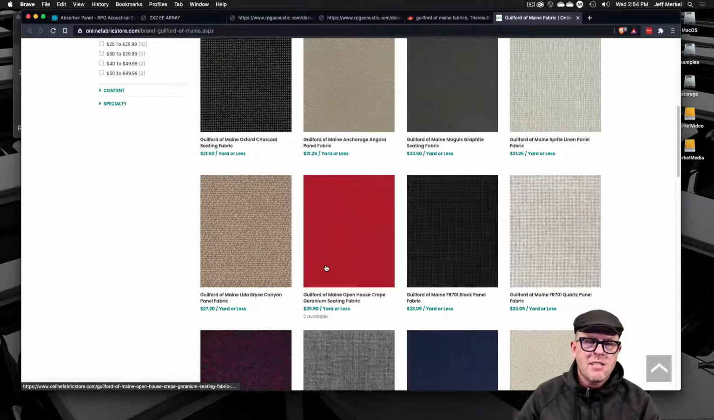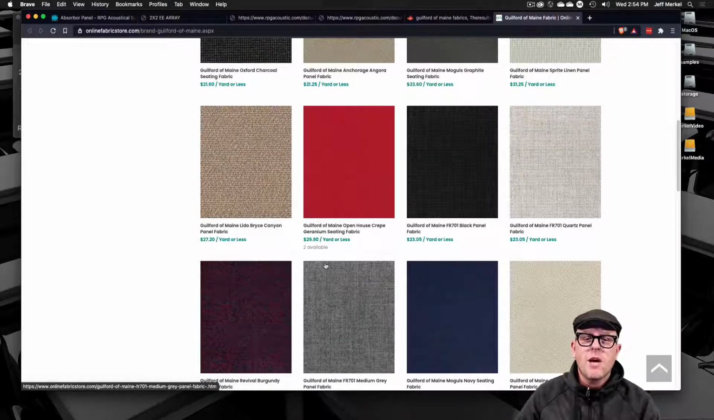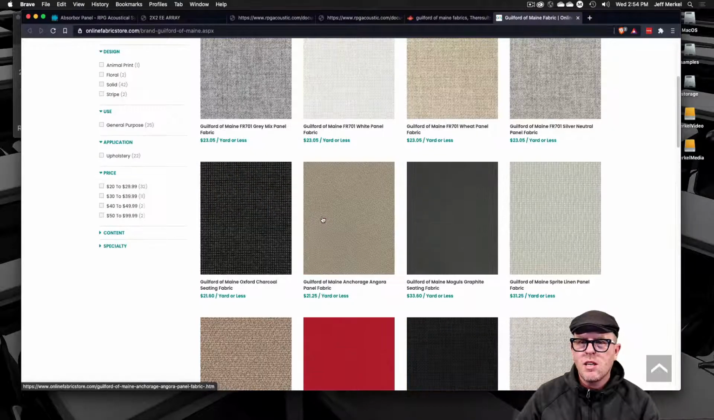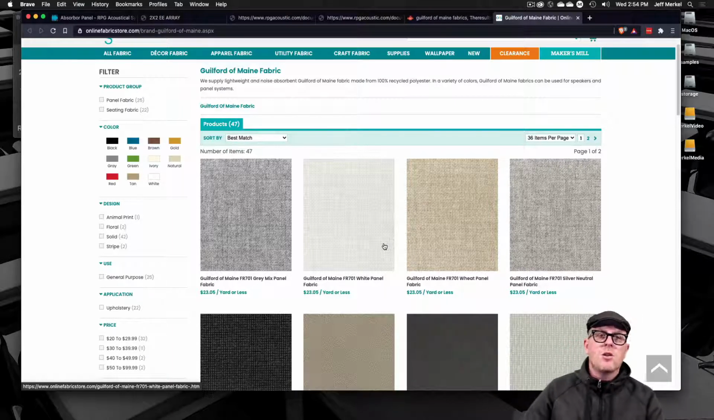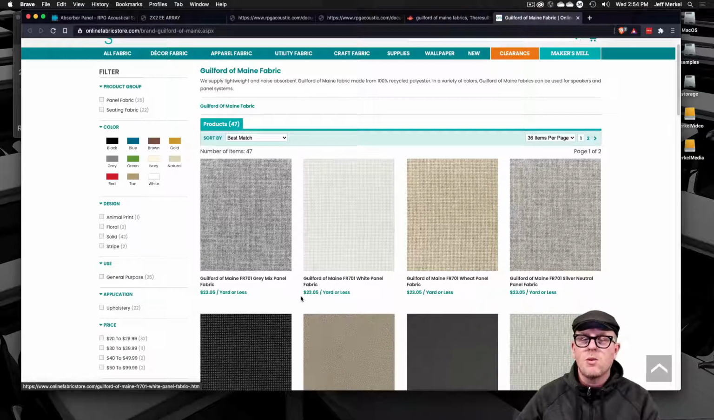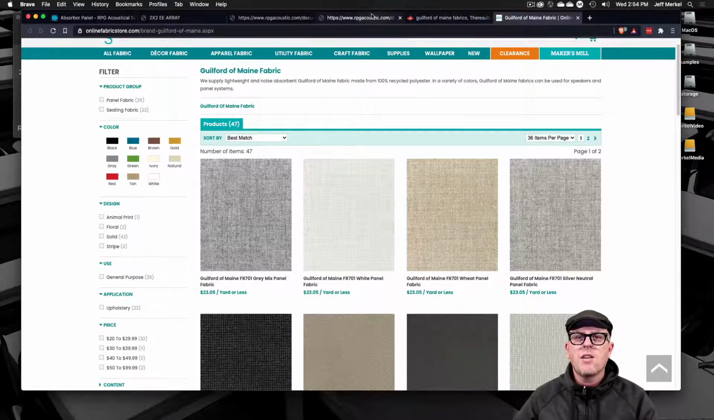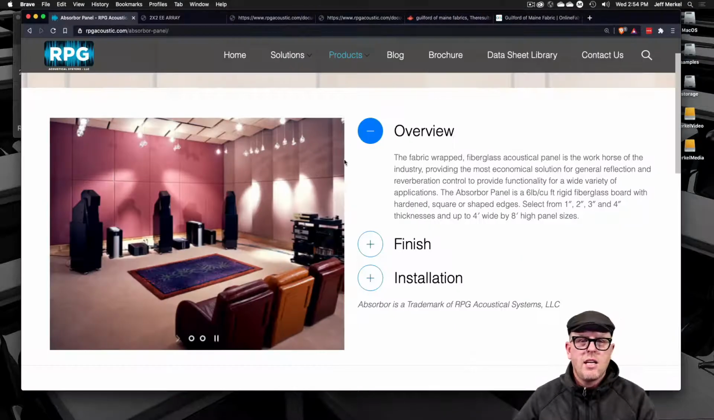It's really expensive, at about between $20 and $30 per yard of this stuff. But it's fire code compliant and it's acoustically transparent. So this is what most people use for this stuff. So that's likely what we're seeing on the wall right here. These are Guilford of Maine.